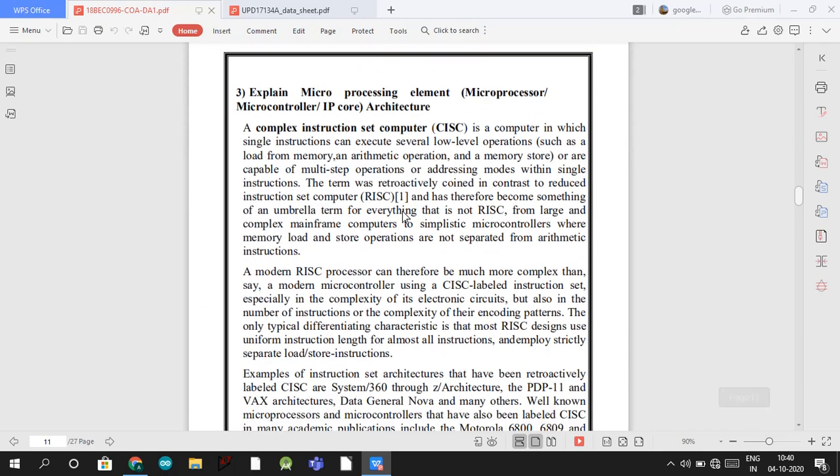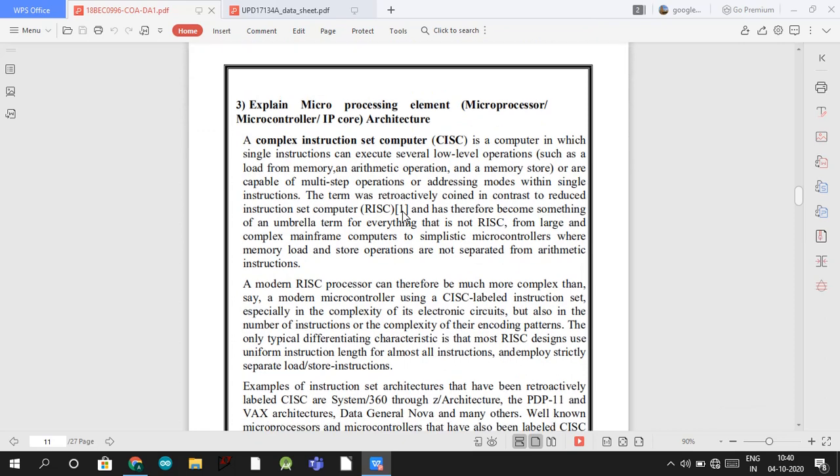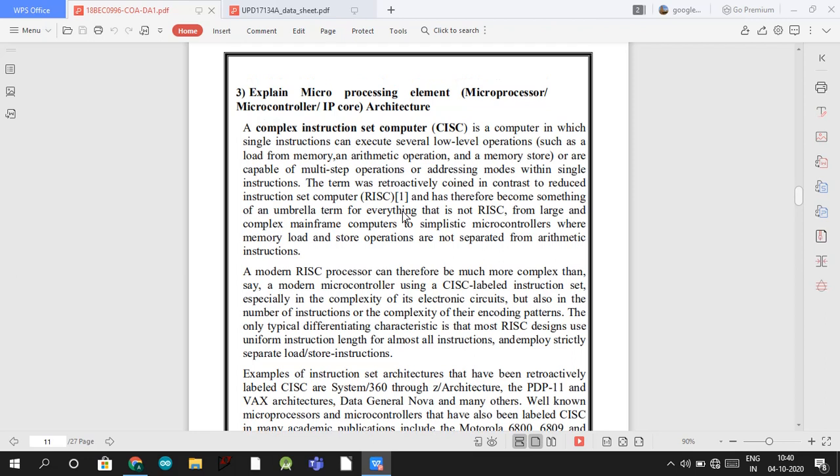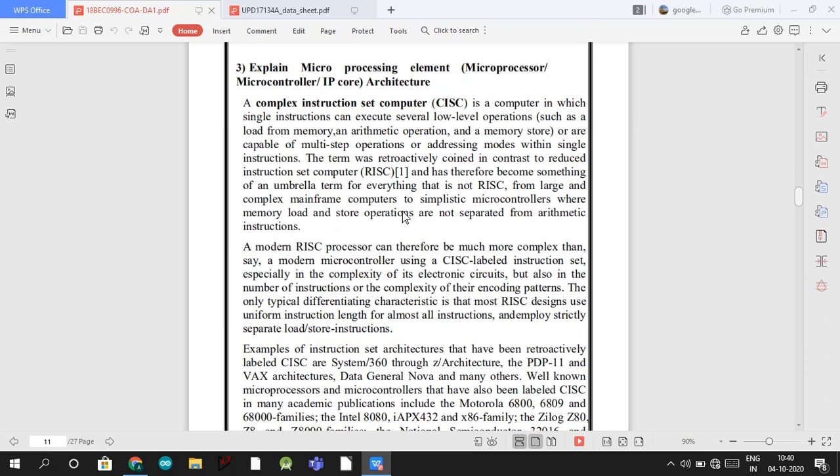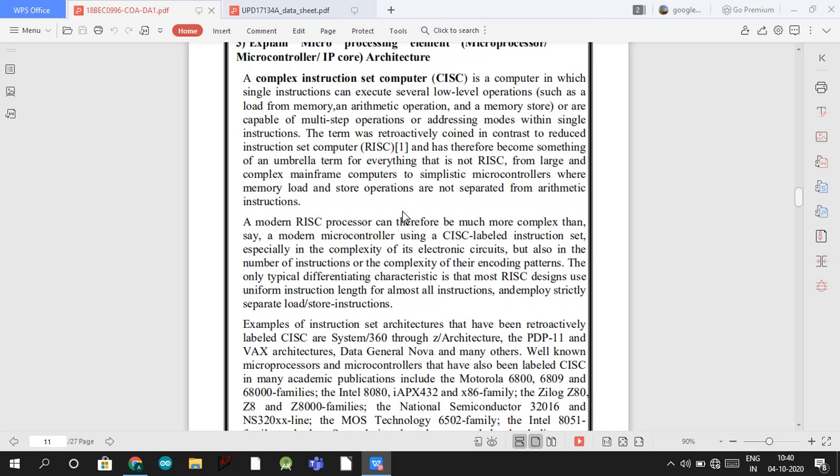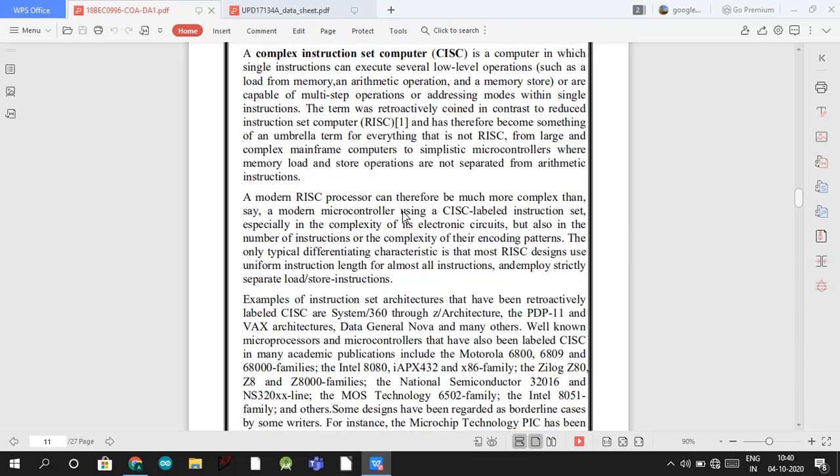Okay, let's go briefly through the microcontroller in UPD17134A. In module 2, you can see the CISC and RISC operations in computers. CISC, a complex instruction set computer, is a computer in which single instructions can execute several low-level operations, or are capable of multiple-step operations or addressing modes within single instructions. A RISC processor can therefore be much more complex than, say, a modern microcontroller using the CISC label, in the instruction set capability and the complexity of the electronic circuits.